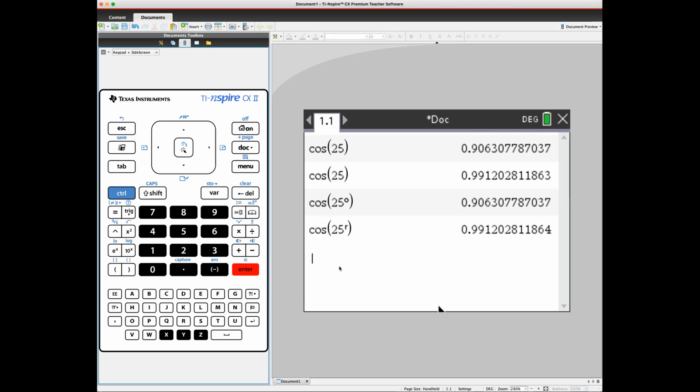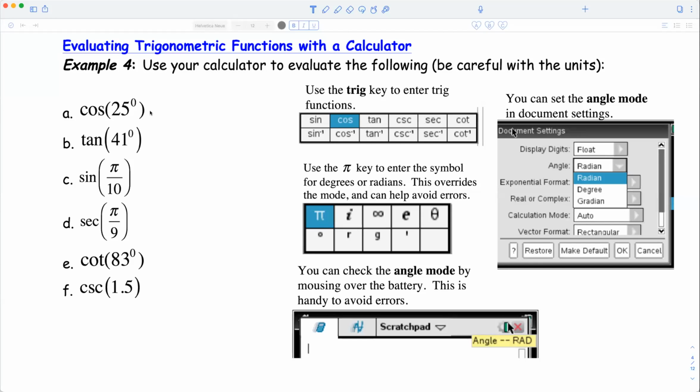So let's go back to the notes and enter that value. Cosine of 25 degrees is equal to 0.906. Let me just change that. There we go. All right, now we're going to do tangent of 41 degrees.